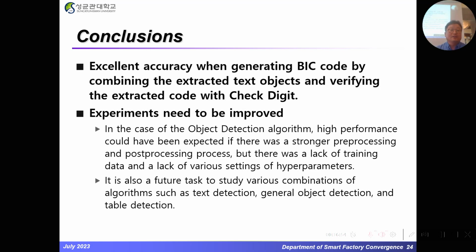Our conclusion is excellent accuracy when generating the BIC code by combining the extracted text objects and verifying the extracted code with the check digit. This summarizes our result and research. Next part, we need to improve our research.